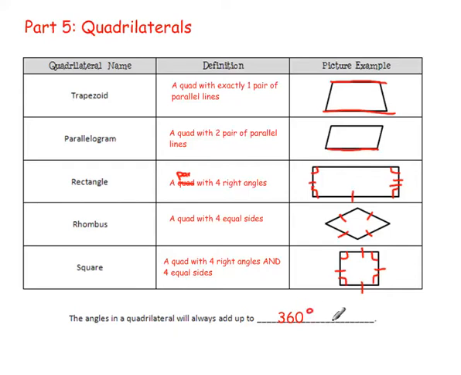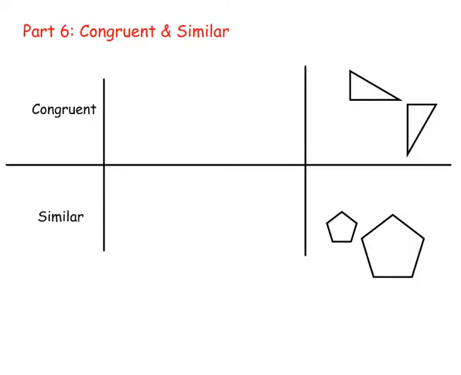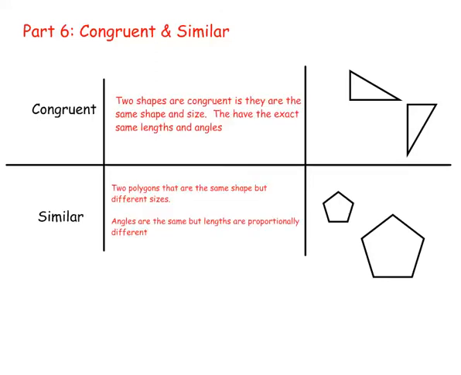Okay, and the angles within the quadrilateral should all add up to 360 degrees. That becomes important as well. All right, so those are my quadrilaterals. Last part, part 6. Not sure if you've been familiar with congruent and similar. So why don't you go ahead and take some time and write down the definitions, and we'll come back and I'll talk a little bit about it before you leave.